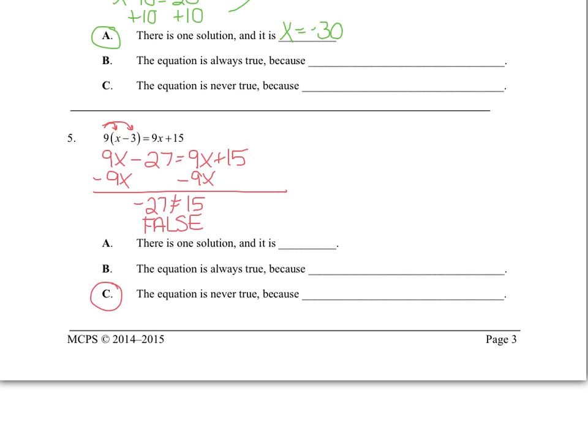Therefore, my equation is never going to be true, because when the variables cancel out, you get a false statement.